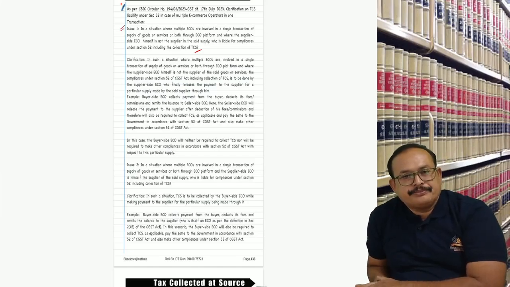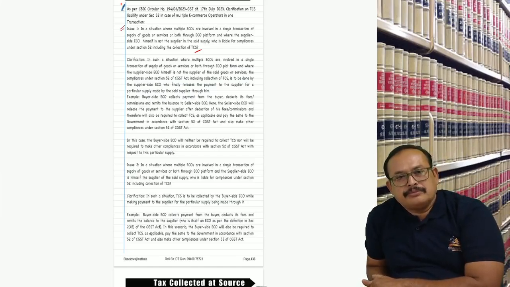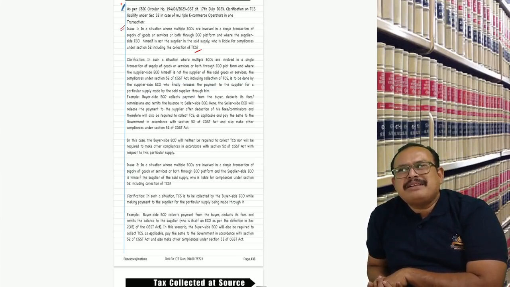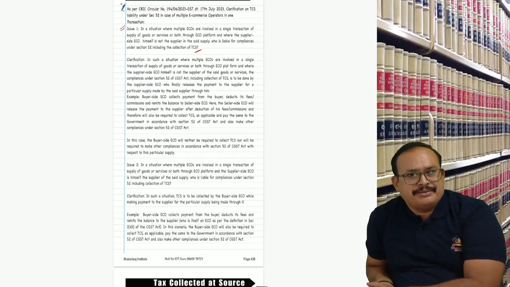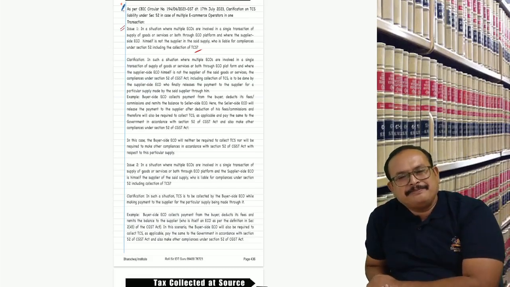Sir, for an input service distributor, you have to take separate registration. Can you also opt for QRMP, sir? An input service distributor is not liable to pay any tax to the department. Only filing the return and passing the credit. Other than that, nothing. Only to pass the credit and file the return. No other purpose for it.